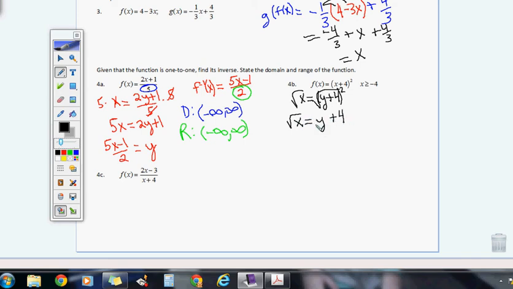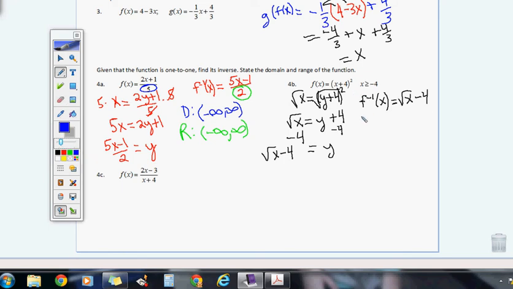Not plus or minus root x because we're dealing with a one-to-one function. So root x. And then we're going to do one more step and subtract 4 from both sides. Okay? So that would be y equal to root x minus 4. All right? So if I'm writing my final answer, I'm going to say the inverse function is equal to root x minus 4.